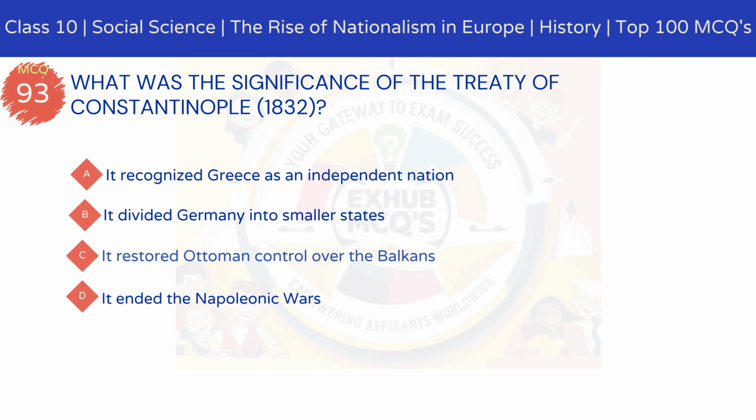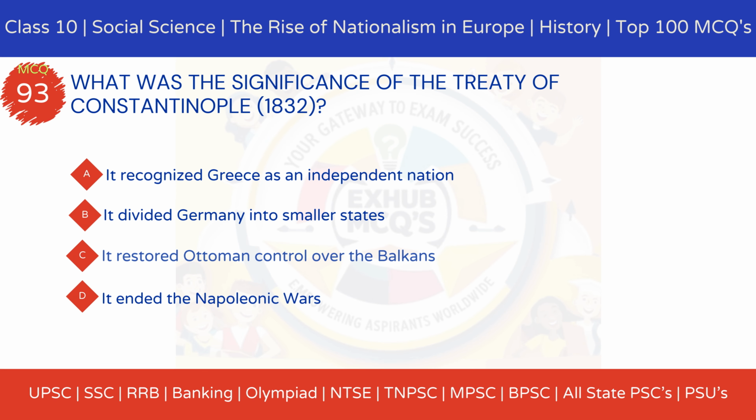3. What was the significance of the Treaty of Constantinople, 1832? Option A. It recognized Greece as an independent nation. Option B. It divided Germany into smaller states. Option C. It restored Ottoman control over the Balkans. Option D. It ended the Napoleonic Wars.